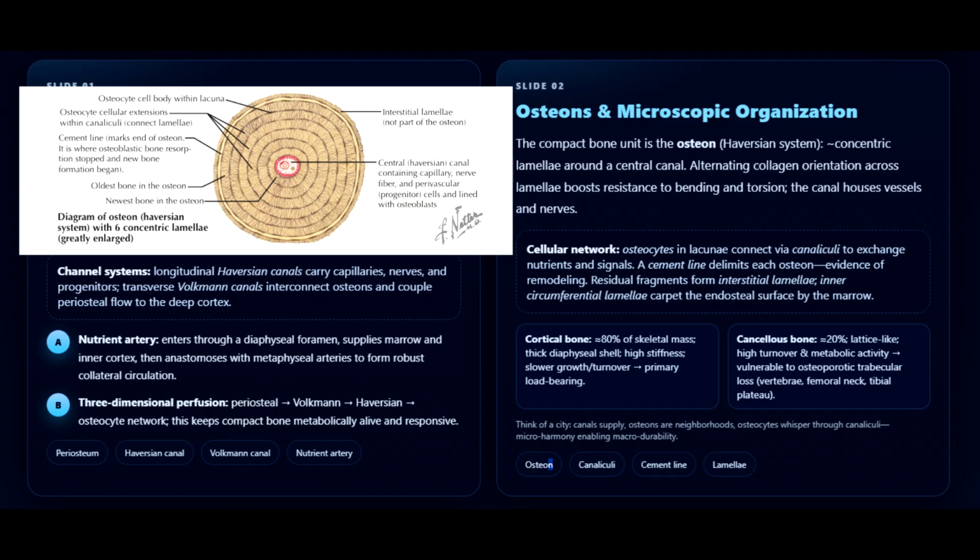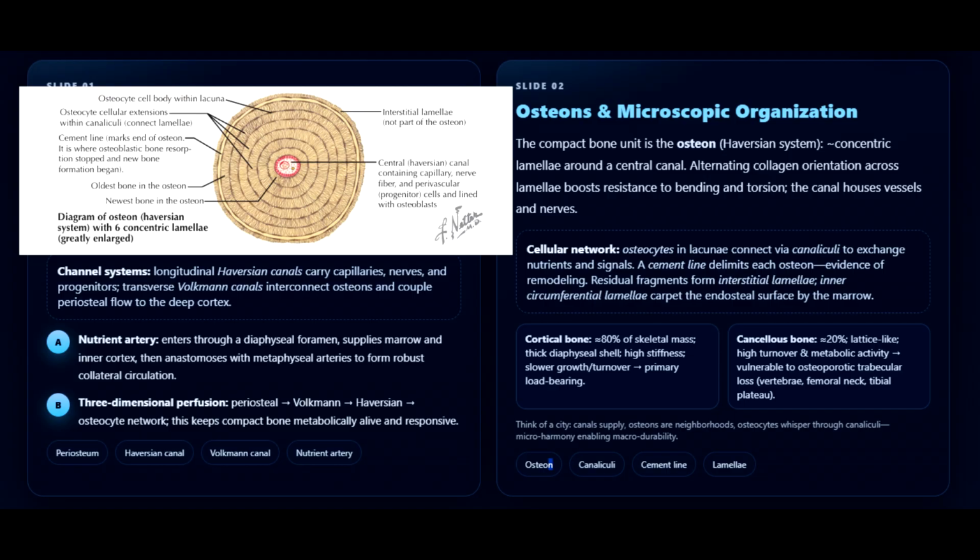Notice how the diagram shows the nutrient artery giving rise to smaller arterioles that enter Volkmann's canals, ensuring even distribution throughout the compact bone. Eventually, these vessels anastomose with metaphyseal arteries near the ends of the bone, creating a rich collateral network. Within the compact bone itself, the structural unit is the osteon, also called the Haversian system. In the enlarged diagram at the bottom, you can see 6 concentric lamellae arranged around a central canal. Think of this as a series of tree rings, each representing bone laid down at a different stage.